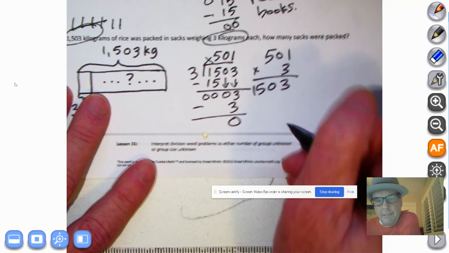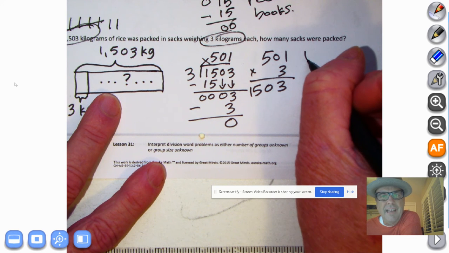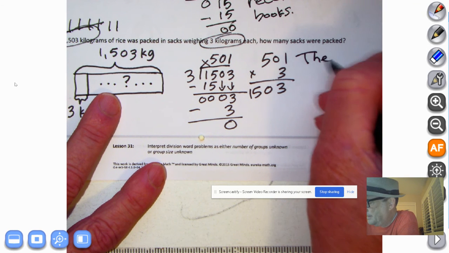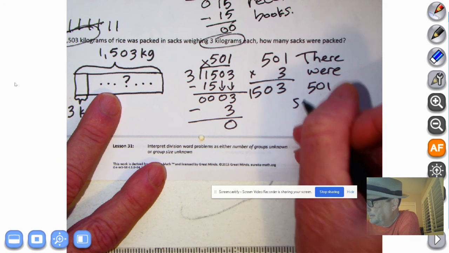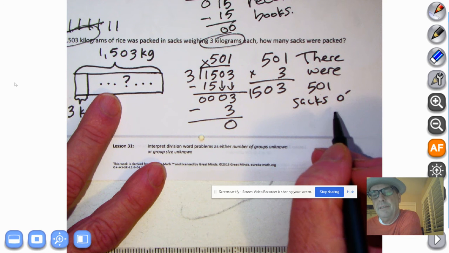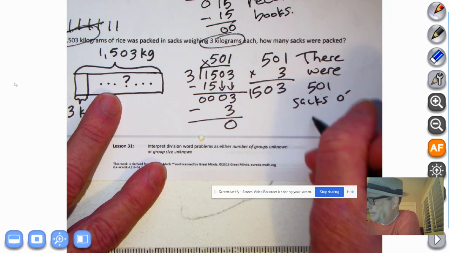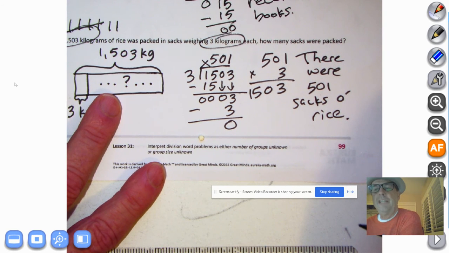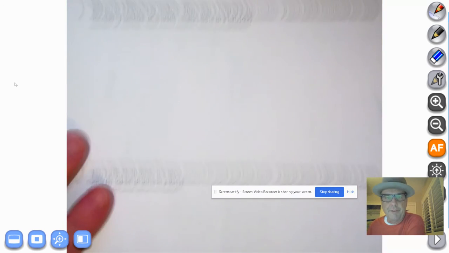So how many bags of rice can we make? We can make 501. Is it we? Or how many sacks were made? Is there a name here? Nope. So we're saying there were 501 sacks. Oh, some people do that. Oh, instead of of. You see that sometimes on menus and stuff. Sacks o' rice are in advertisements. So there we have it. 501 sacks o' rice.